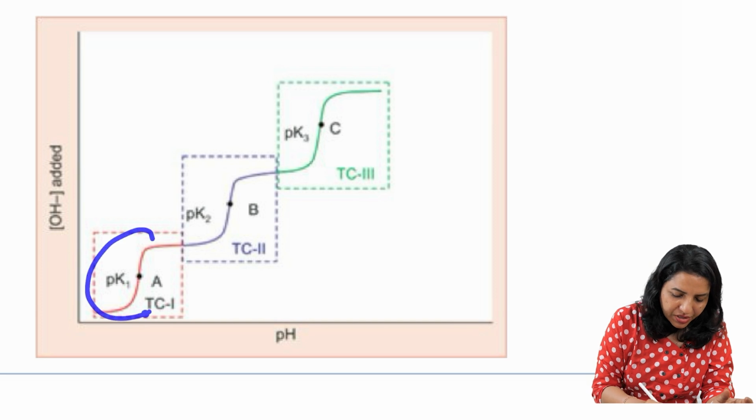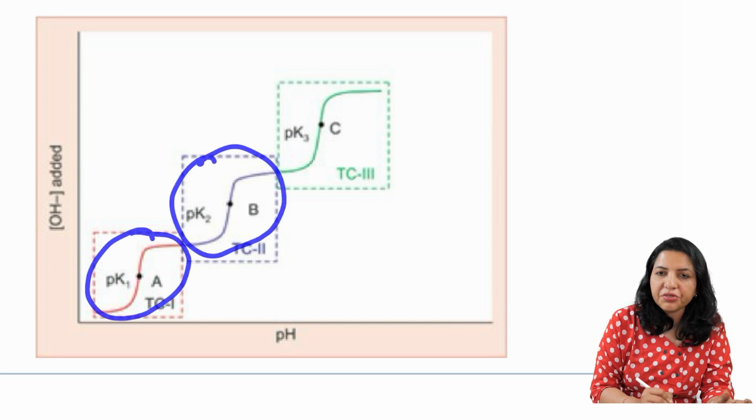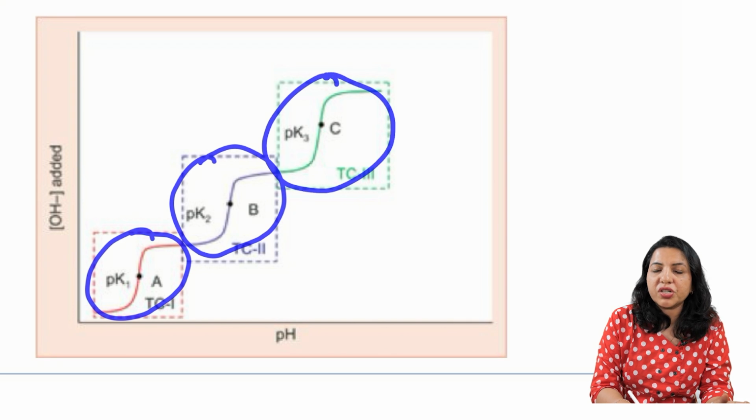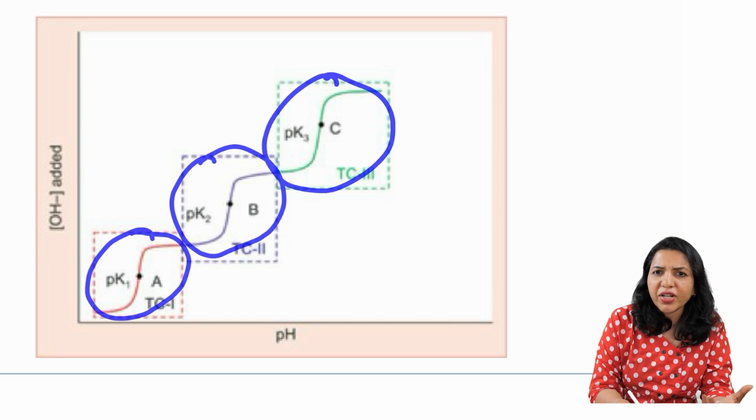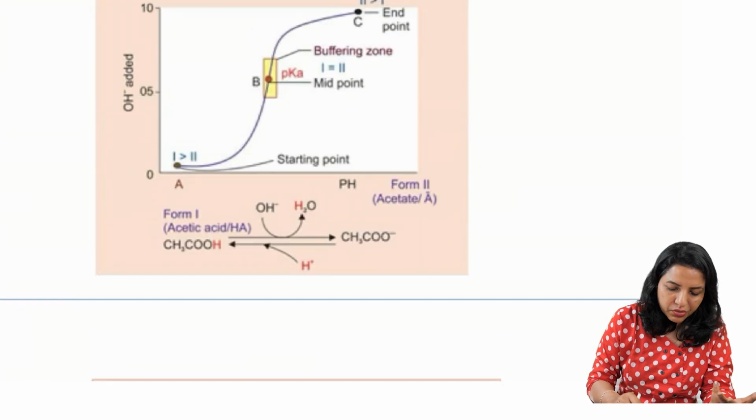So this is one titration curve, this is another titration curve, and this is the third titration curve, which means that this is a compound with 3 ionizable groups. For example, aspartic acid has an extra carboxylic acid group. So if it has 3 ionizable groups, then you can see 3 titration curves. Now we come back to this question.